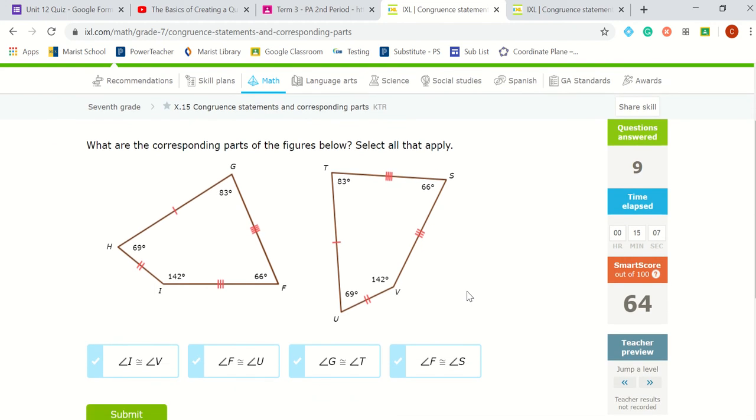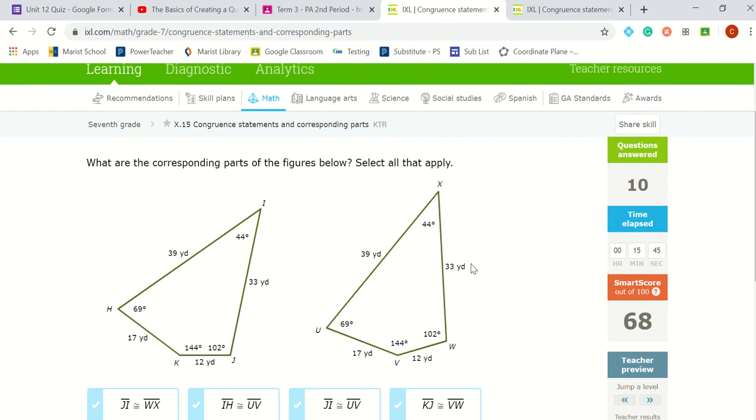What are the corresponding parts? Okay, just like the last one, looking for tick marks here, looking for angle measures as well. I and V. I is 142. V is 142. Those are congruent. F. F is 66. U. U is 69. Not congruent. G and T. G is 83. T is 83. Those are congruent. And they are corresponding to angle F. Angle F is 66. Angle S is 66. It's as simple as that. It's just a matching game, guys.